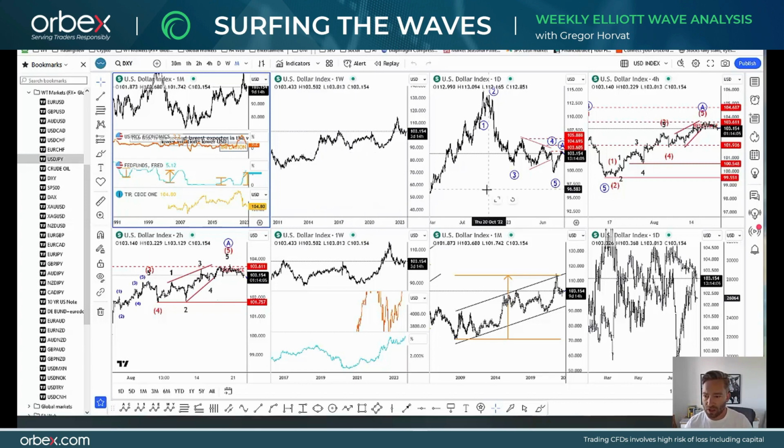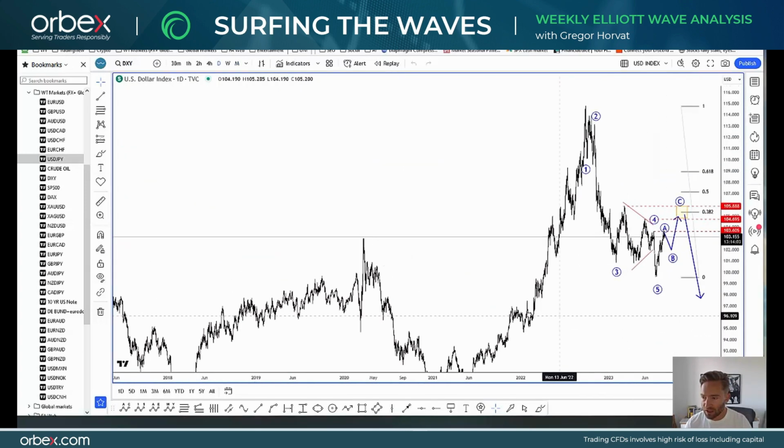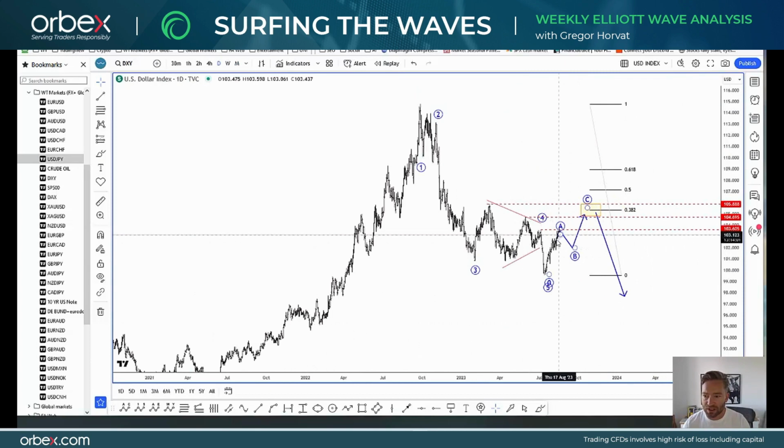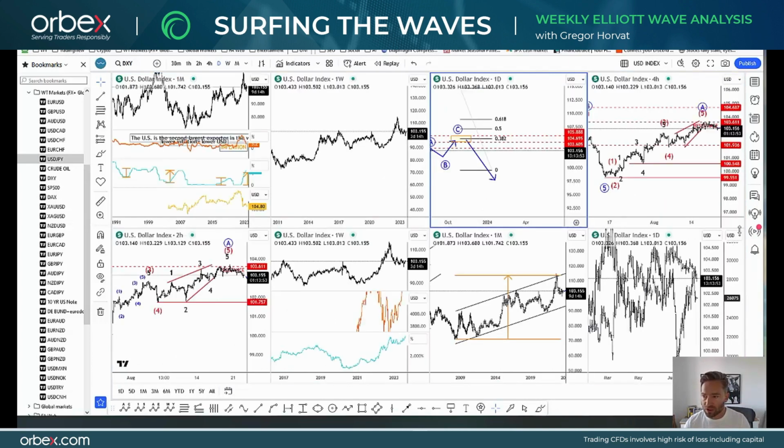So dollar index, as you know, is in a recovery mode and it looks like there is room for more upside, since I think that we are in a wave A of a minimum 3-wave recovery. So 105, 106 remains important resistance. Of course, nothing moves in a straight line.